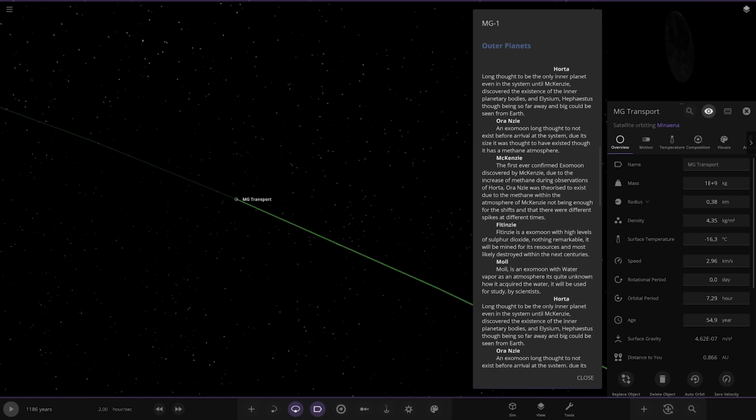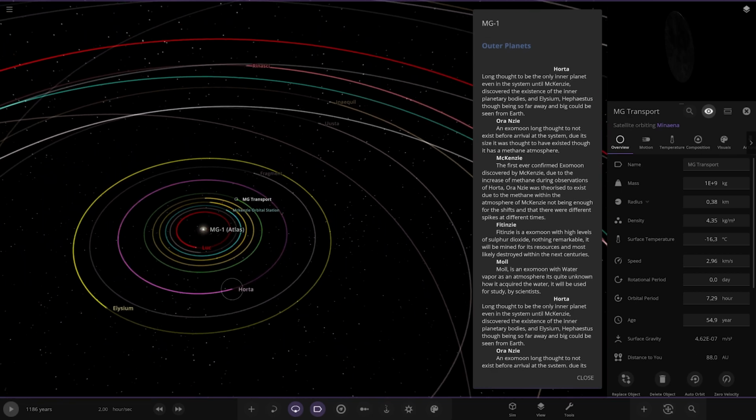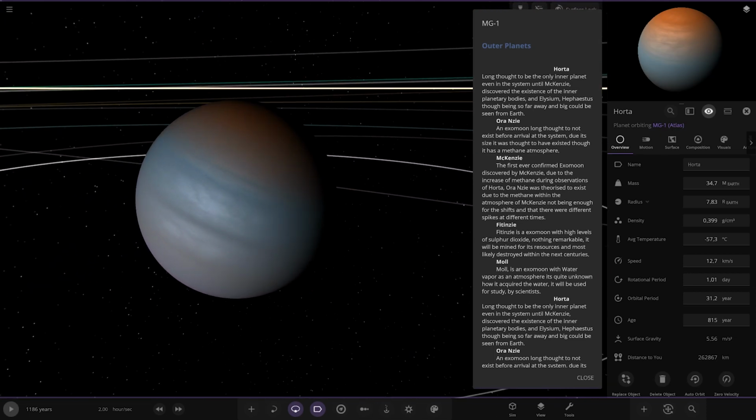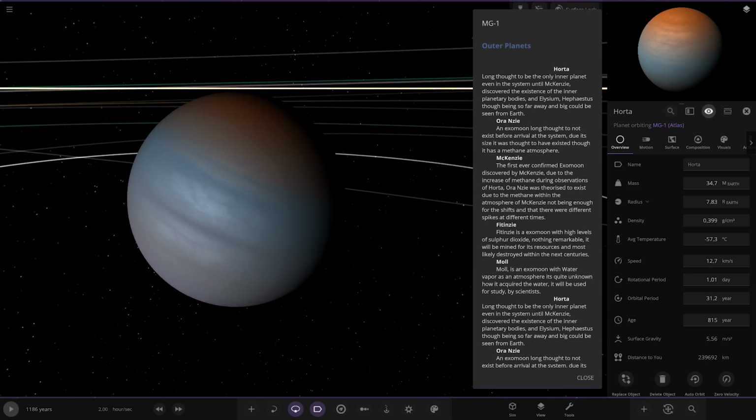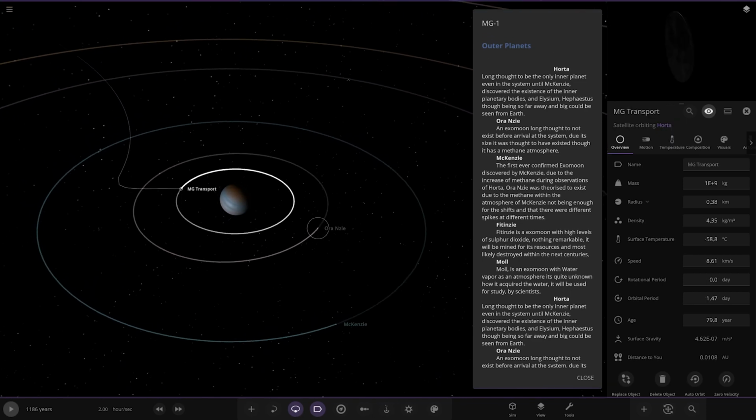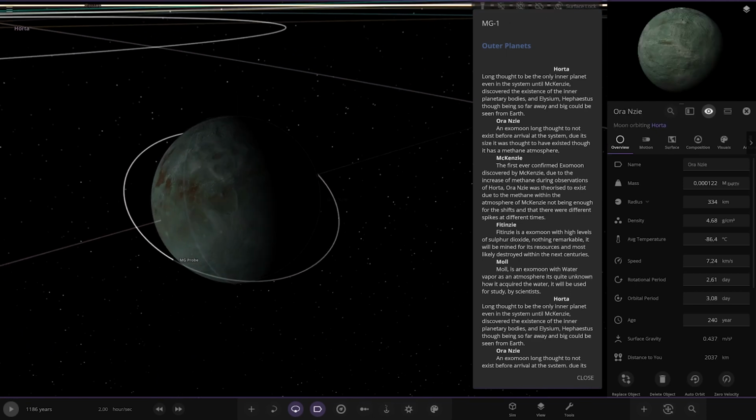Now into the outer solar system. So we're heading to Horta. Straight up with the gas giants. Very nice. Long thought to be the only inner planet in the system until Mackenzie discovered the existence of the inner planetary bodies and Elysium. Hephaestus, thought being so far away and big could be seen from Earth. I've completely butchered the saying of that. I do apologise. So we've got another transport thing there. Then we've got the moons.